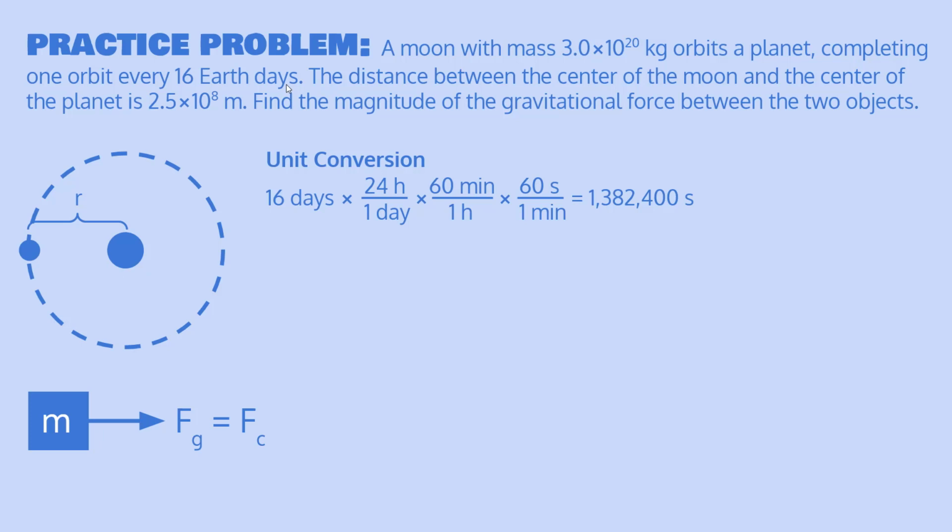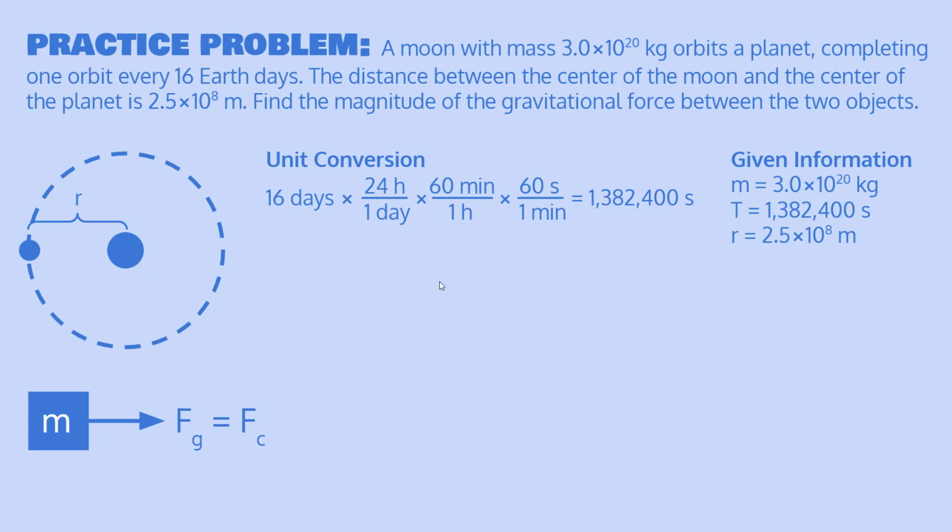So since it says Earth days here, that means we can use normal conversion factors where 1 day is 24 hours. So if we set up the ratios here, we have days and hours, hours and minutes and seconds. So notice that the days are going to cancel, the hours will cancel, and the minutes will cancel. So our final units are seconds, which is exactly what we want here. So I put this into my calculator and I got 1,382,400 seconds. So that's the same thing as 16 days. And so this is how long it takes for the moon to complete one orbit of this circle.